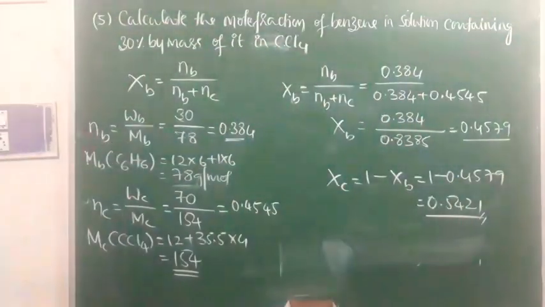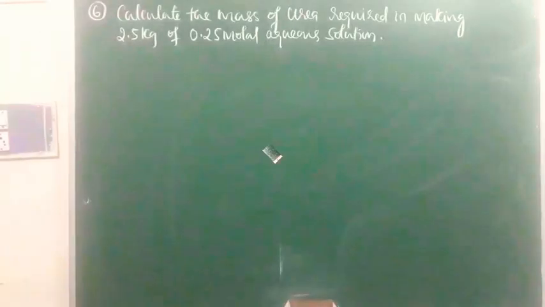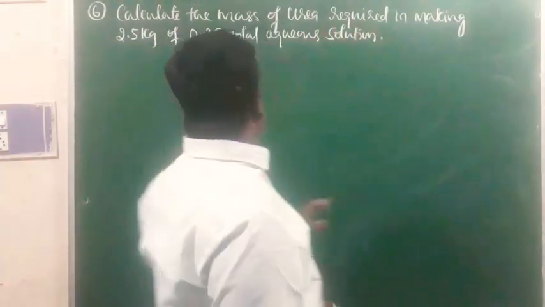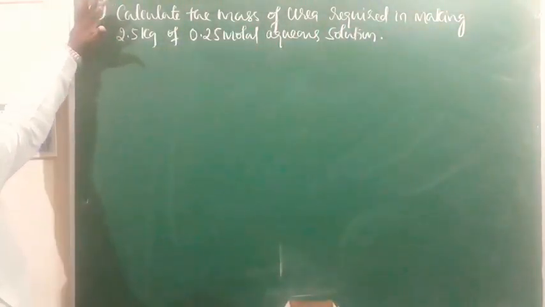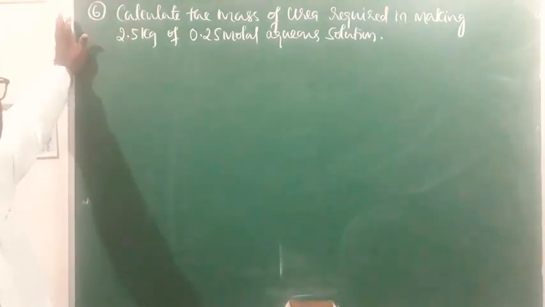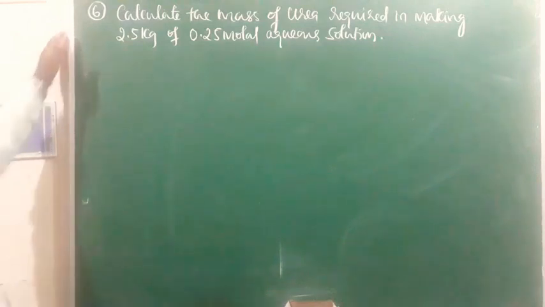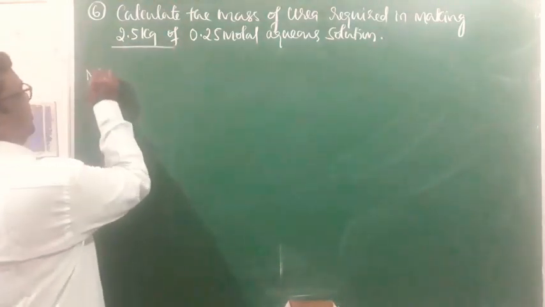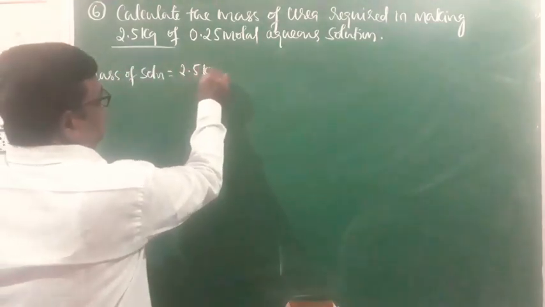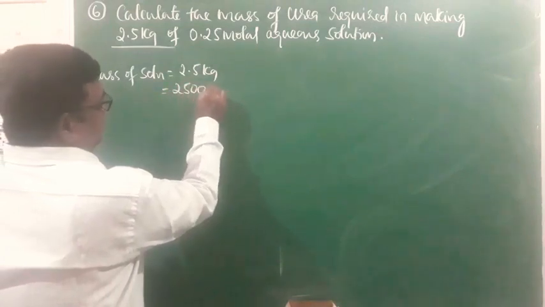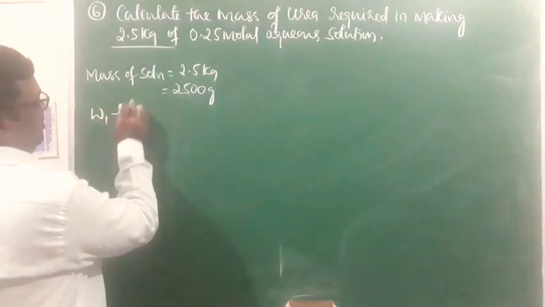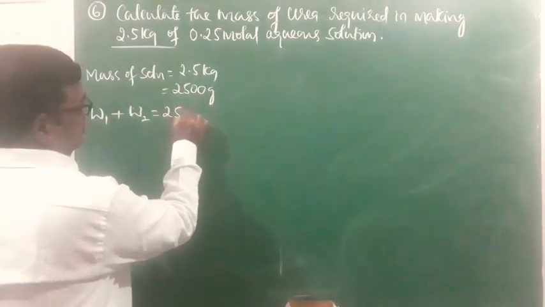This is the next problem. Take a screenshot, right? Look at problem number 6. Calculate the mass of urea required in making 2.5 kg of 0.5 molar aqueous solution. The solution is aqueous. The solution is prepared by mixing urea and water. Now it's clear: the mass of solution is 2.5 kg, that's equal to 2500 grams.